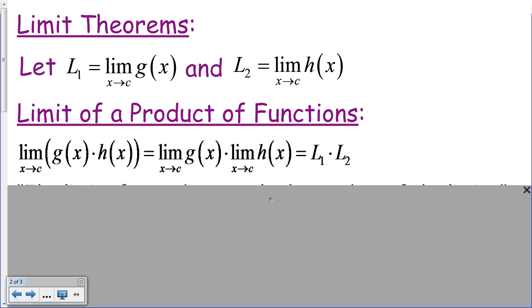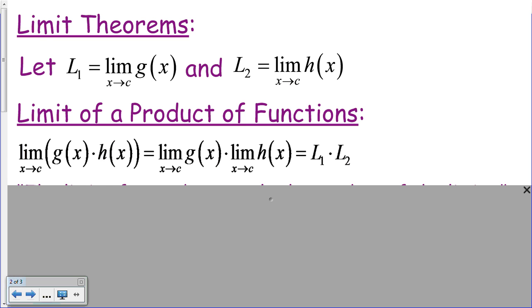This is for the limit of a product of functions. It says the limit as x goes to c of g of x times h of x, there's the limit of a product, turns out that's equal to the limit as x goes to c of g of x times the limit as x goes to c of h of x. Or in other words, that's equal to L1 times L2.